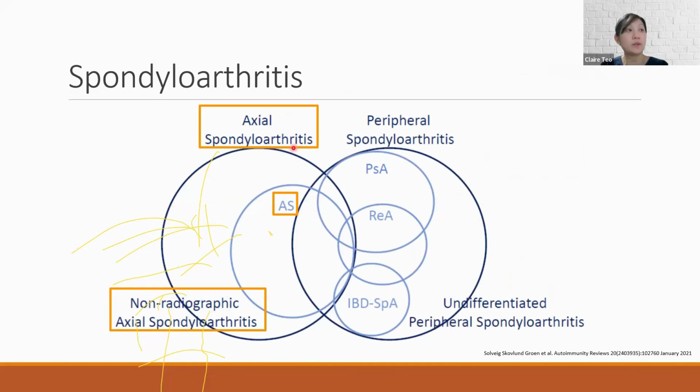So axial spondyloarthritis actually includes both ankylosing spondylitis and non-radiographic axial spondyloarthritis. As mentioned earlier, there's considerable overlap between patients who have predominant axial involvement and those who have predominant peripheral involvement. And some may also have other associated conditions such as psoriasis and inflammatory bowel disease.